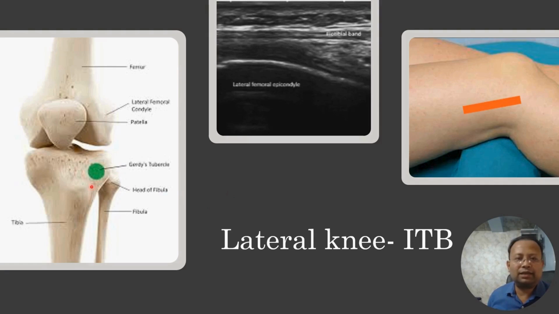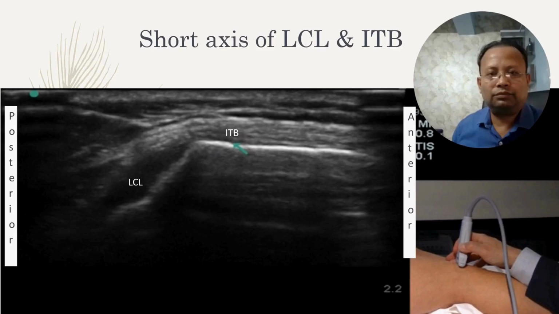So we can see the iliotibial band, which inserts at the Gerdy's tubercle. This one is the iliotibial band. If we put our ultrasound probe in a longitudinal axis in this way, then we will be seeing the lateral femoral condyle, and above that this is the iliotibial band.